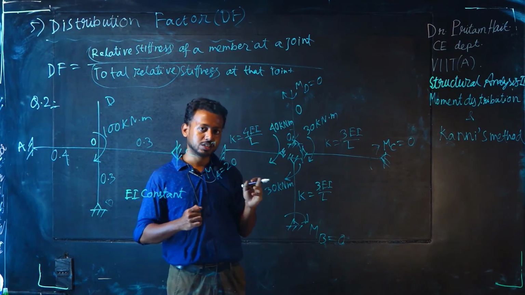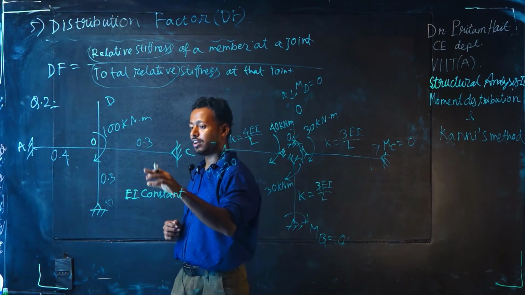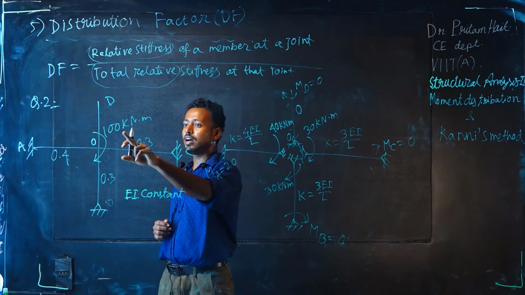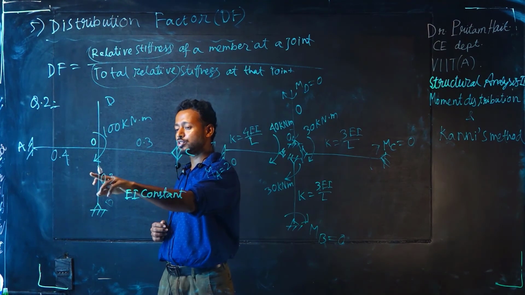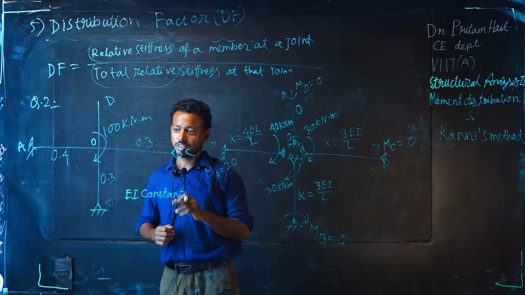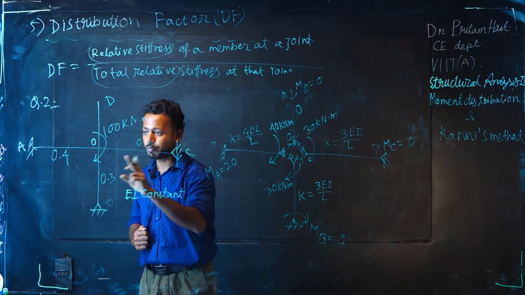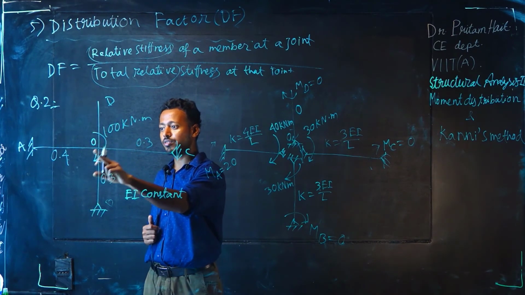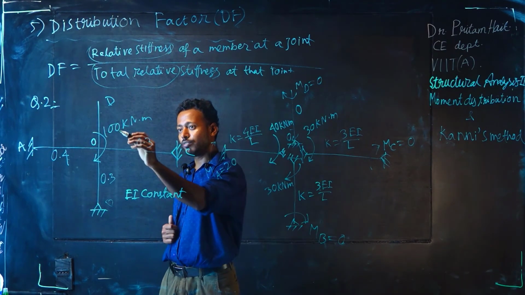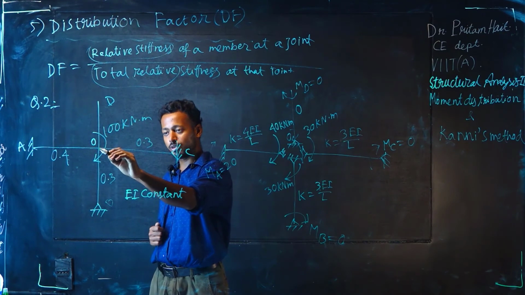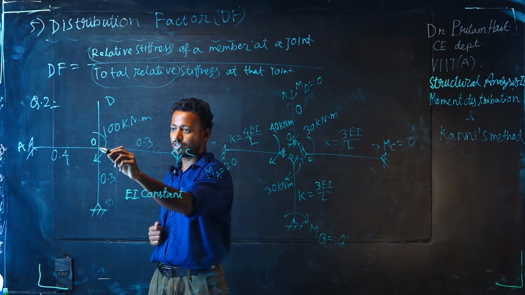So, depending upon their capacity, depending upon their stiffness, the distribution factor comes out, and the moment will be distributed according to the distribution factor in the individual member. So, the distribution factor 0.4 of OA means that 40% of the 100 kN moment will be transferred from this joint to this beam. 30% of the 100 kN moment will be transferred from this joint to this beam, and the remaining 30% of the 100 kN moment will be transferred from the joint to this beam.